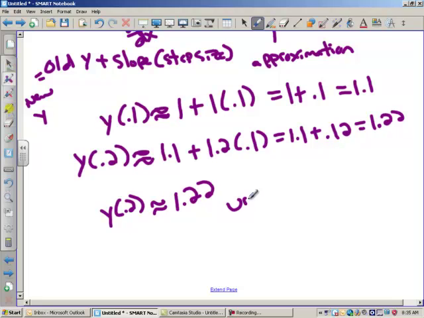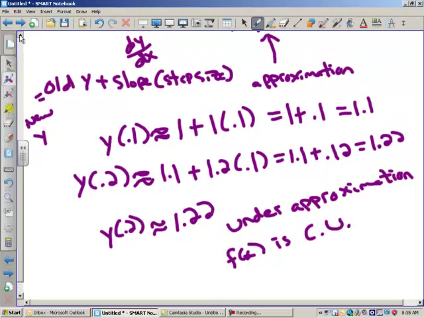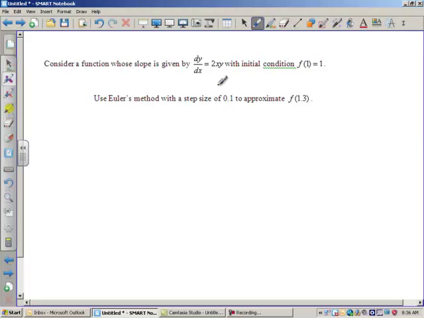And on top of that, I know this is an under approximation because my original curve, I could tell from my slope field, f of x is concave up. I can tell that from my slope field looking at this again up here. You can tell through here this is all concave up. So that's my approximation. That's how you use Euler's method. Let's do one more example so you can see this again.